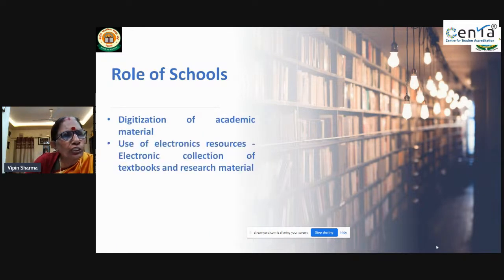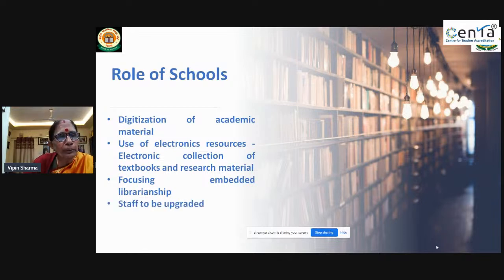So, digitization of academic material, use of electronic resources, electronic collection of textbooks. As I was talking about, you need to take permission from the publishers and do it. Focusing on embedded librarianship. The role of the librarian is great, which I will be talking about. Okay.